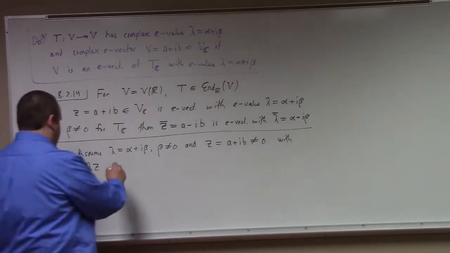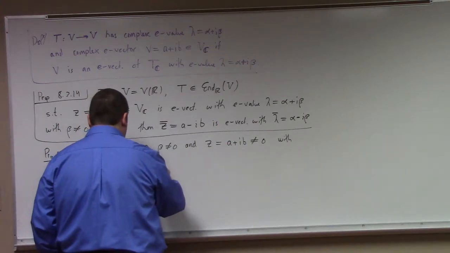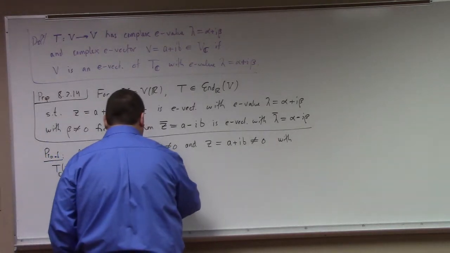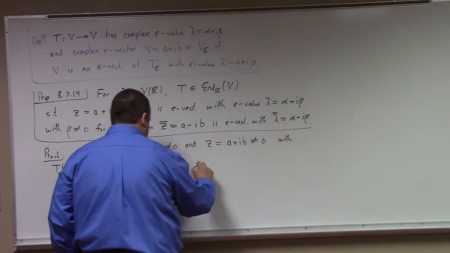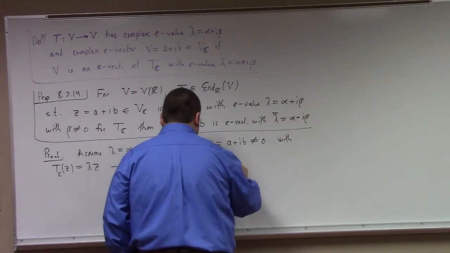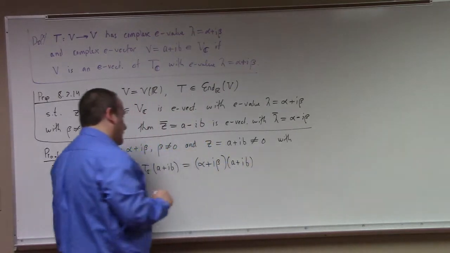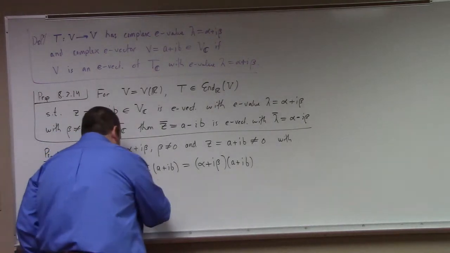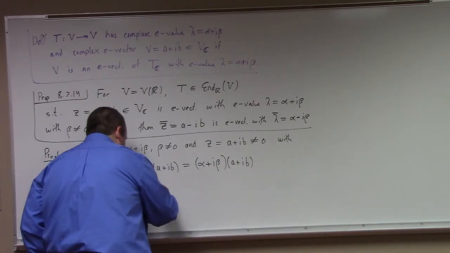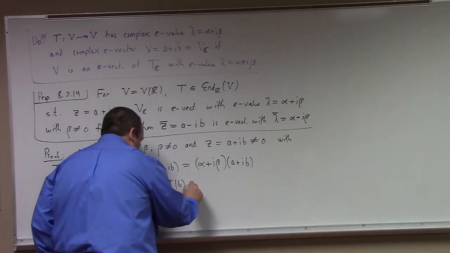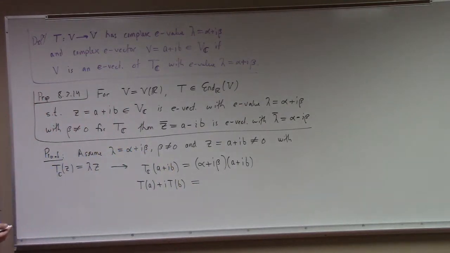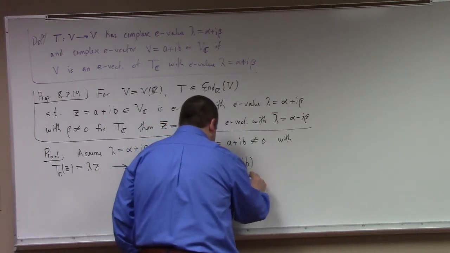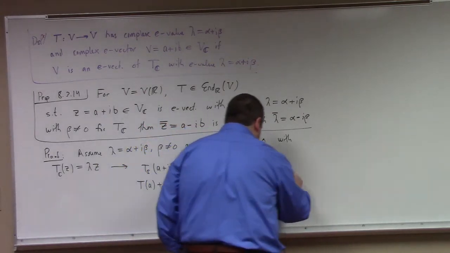So what does this mean? This means that T sub C of a plus ib is equal to alpha plus i beta times a plus ib. Right? But then by definition of complexification of transformation and space, we get T of a plus iT of b on the left-hand side. And on the right-hand side, we get alpha a minus beta b plus i times beta a plus alpha b.